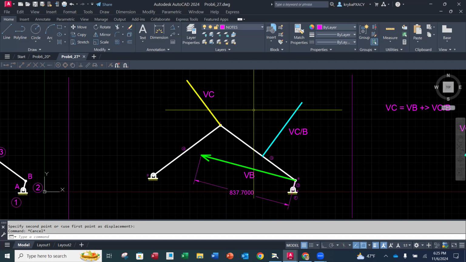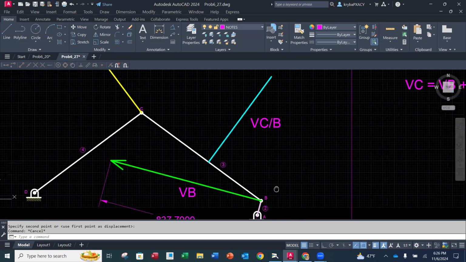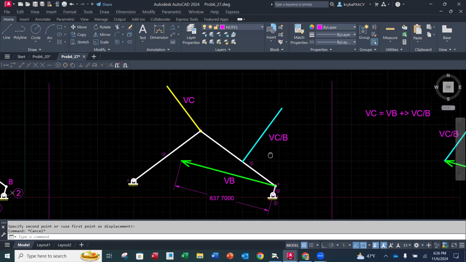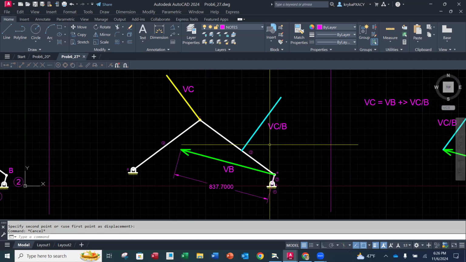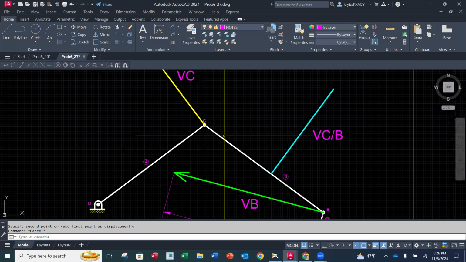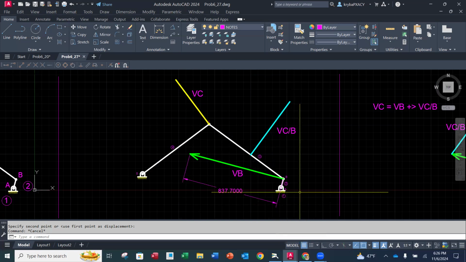The other two lines that I have here: the velocity of C relative to B, this is a line perpendicular to link number 3, which is the link that connects points B and C. And then lastly, I've got the velocity of C perpendicular to link number 4, and I have it going through point C. So that's its line of action. Notice I don't have an arrowhead on there, but it's probably going to go up and to the left. So I'll give you a chance to get those in place.